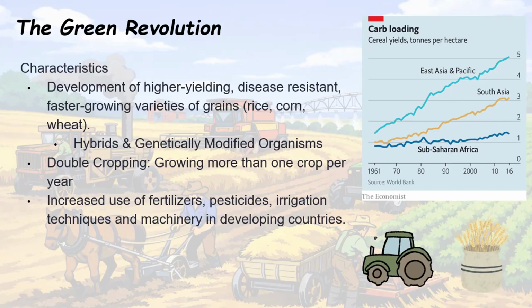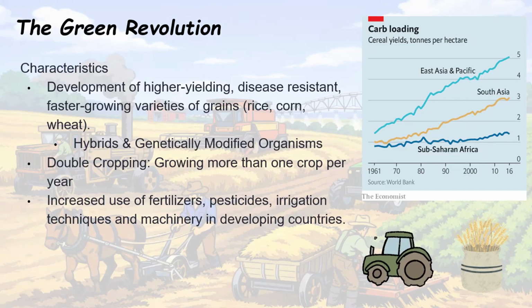Now let's break down the upgrades. Scientists develop higher-yielding, disease-resistant, faster-growing varieties of grains like rice, corn, and wheat. Basically, crops that work harder and grow faster. Then we get hybrids and genetically modified organisms, seeds engineered for maximum productivity. Farming enters its biotech era.